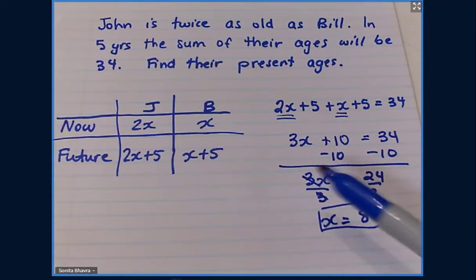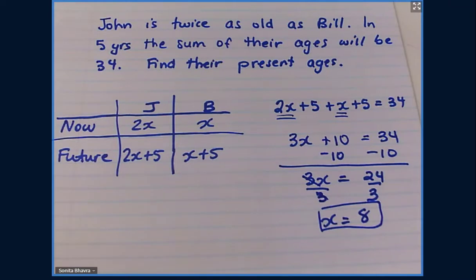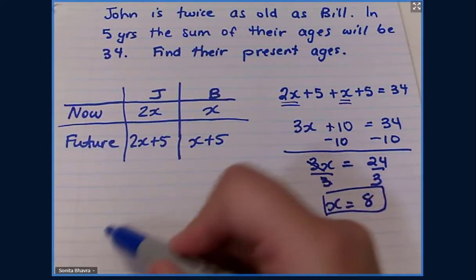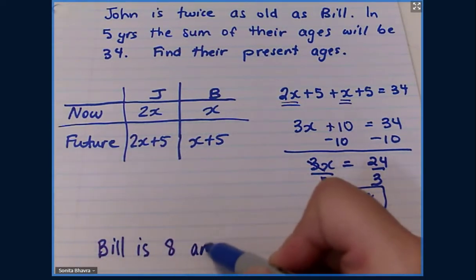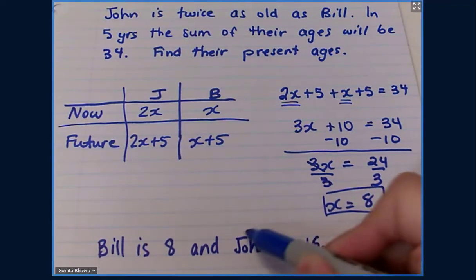That means Bill is 8 and John is 2 times x, so 2 times 8, which is 16. And I just have to write my statement here. So Bill is 8 and John is 16.